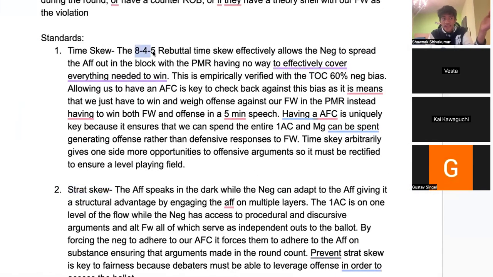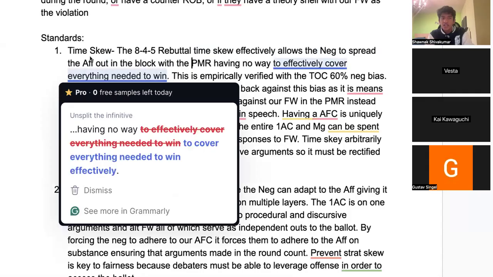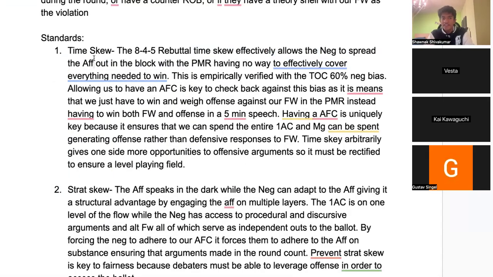You know how the neg gets 8-4 speech times, and then the PMR is 5 minutes. So the argument is the neg can spread out the AF in the block. And the only way to correct back for that time skew, and this is very similar to the theory head sheet, is to have an affirmative framework choice.